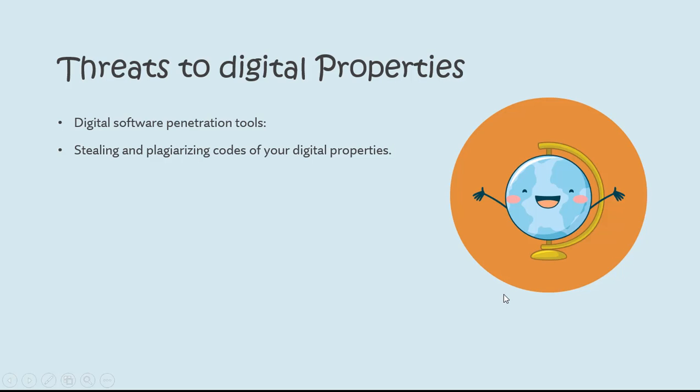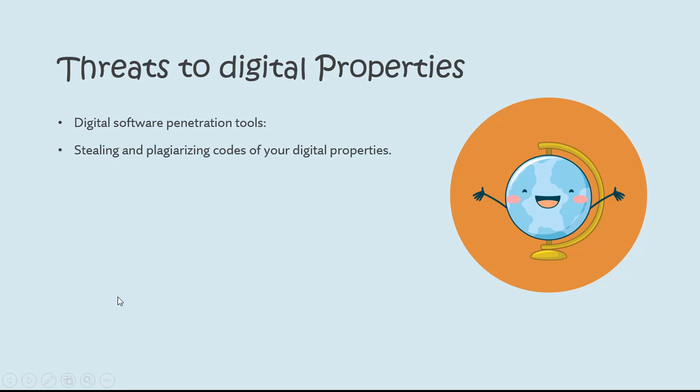Next is our threats to digital property. So these are the two types of threats for a digital property. The first one is digital software penetration tools. There are certain tools like cracks and keygens which can surpass the security of software developed by you, and by doing so, your share base or your demo base can become full-fledged software, and this will not give you the benefit that you deserve, right? So this is a kind of piracy, you can say.